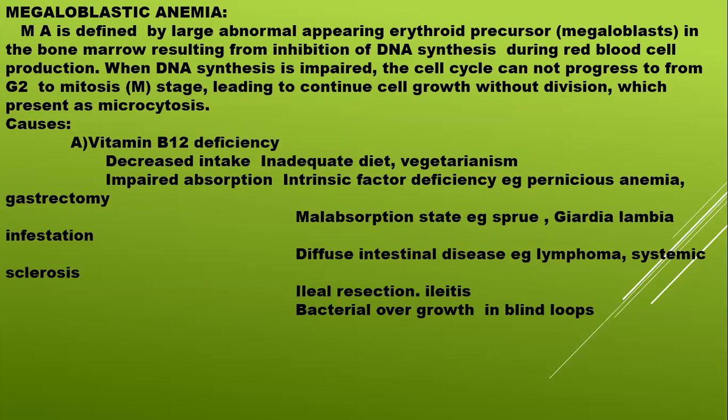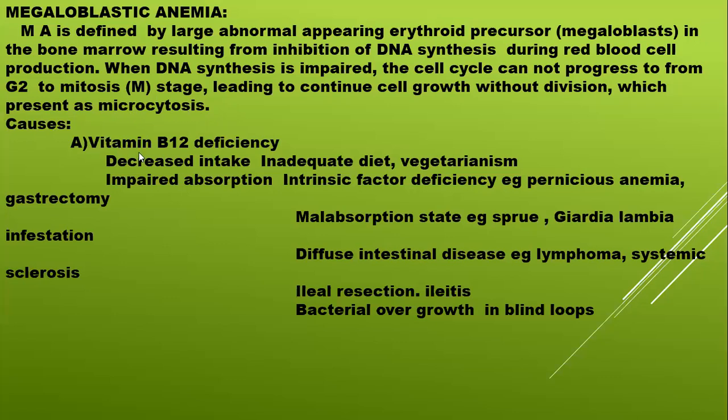Megaloblastic anemia or macrocytic anemia is defined by large, abnormal-appearing precursors, or megaloblasts, in the bone marrow, resulting from inhibition of DNA synthesis during red cell production. When DNA synthesis is impaired, the cell cycle cannot progress to the G2 mitosis stage, leading to continuous cell growth without division, resulting in not microcytosis but macrocytosis.